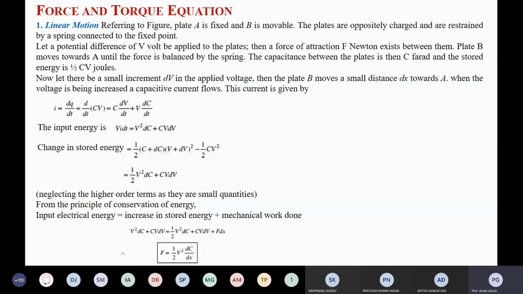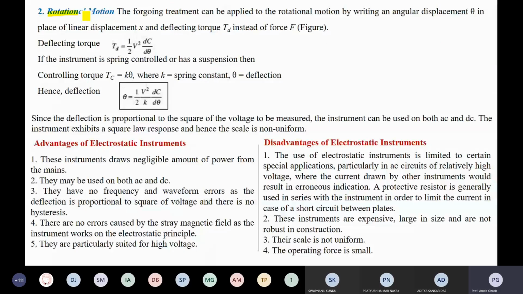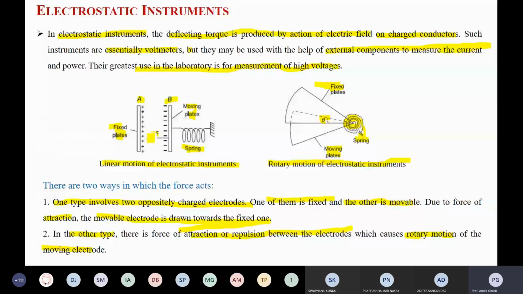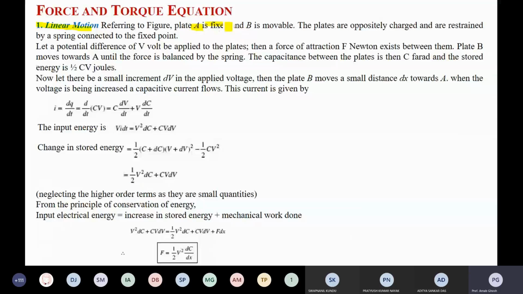So you can see two types of condition. One is linear motions, another one is rotating motions. Referring to the first figure, plate A is fixed and plate B is movable. The plates are oppositely charged and they are restrained by a spring connected to the fixed point.